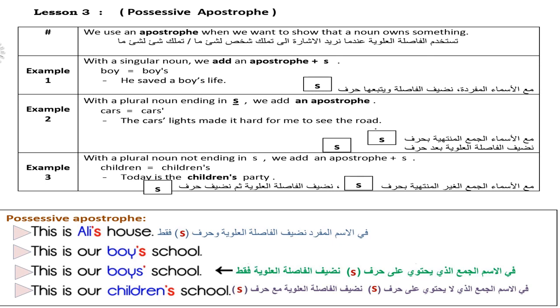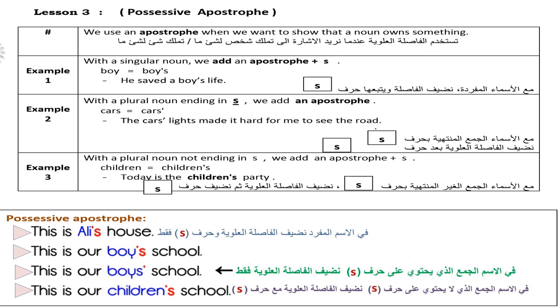Possessive apostrophes. We use an apostrophe when we want to show that a noun owns something. Example 1. With a singular noun, we add apostrophe plus s. Boy, boy's. He saved a boy's life. With a plural ending in s, we add an apostrophe after the s.